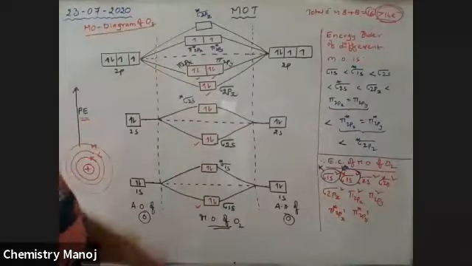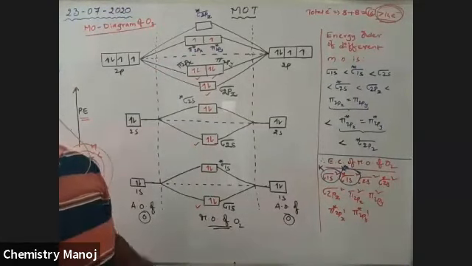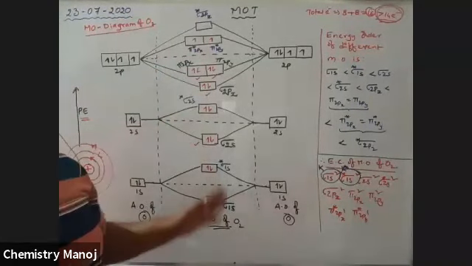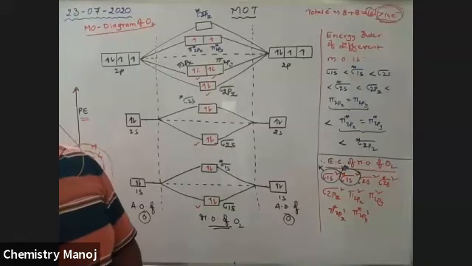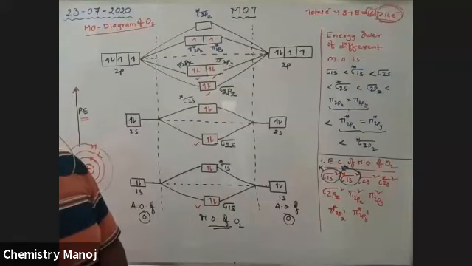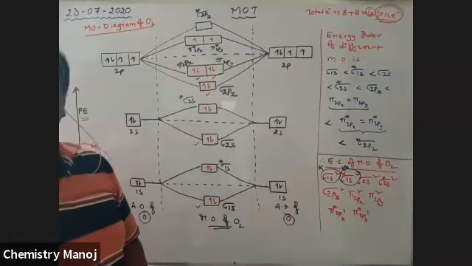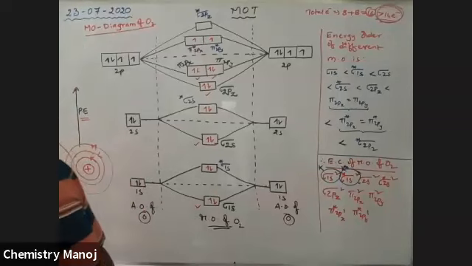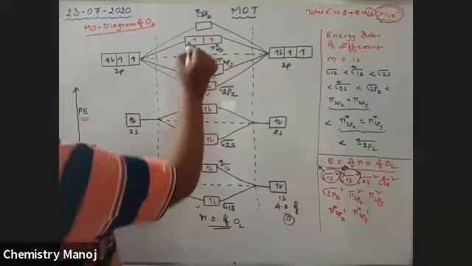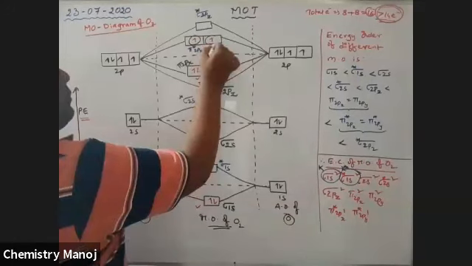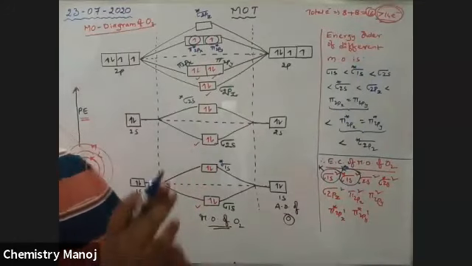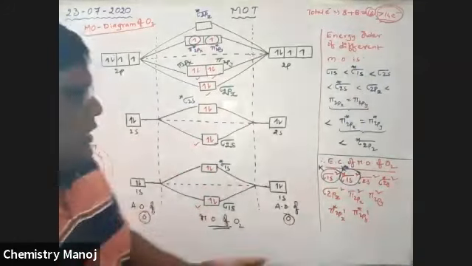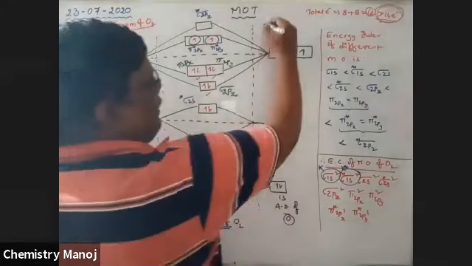So, is there any unpaired electron, my dear boys? Tell me. In these molecular orbitals, is there any unpaired electron? Yes. How many unpaired electrons, Nitin? How many unpaired electrons are there? Only 2. Yes, so these are unpaired electrons. Therefore, the molecule having unpaired electrons is paramagnetic.